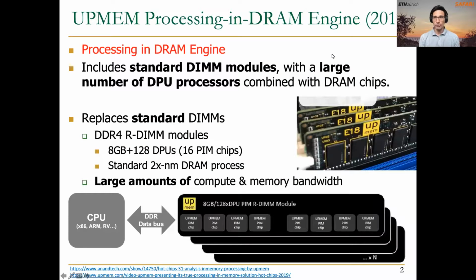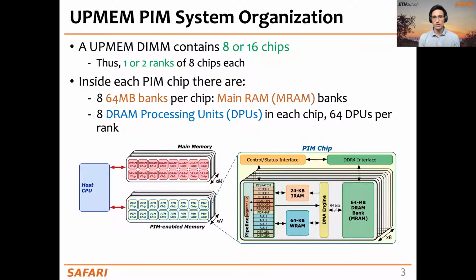Remember that we have covered a few real-world processing in memory architectures until now, the first one being the UPMEM PIM architecture. This is composed of DDR4 DIMMs where the memory chips have been extended with DRAM processing units, or DPUs. These DPUs are in-order processors, each of them connected to a 64 megabyte DRAM bank called MRAM. The DPU also has access to its instruction memory and to an SRAM-based scratchpad to store operands.